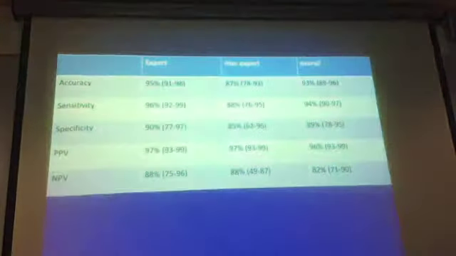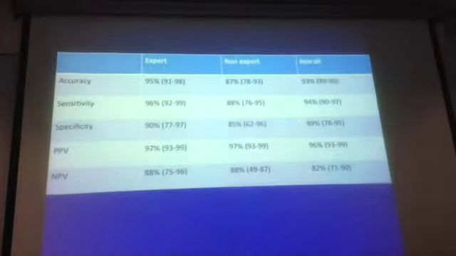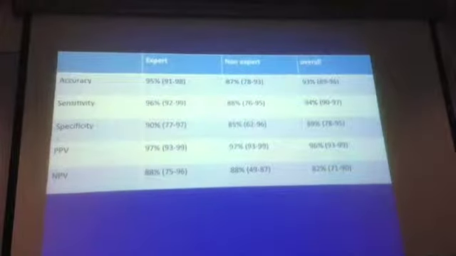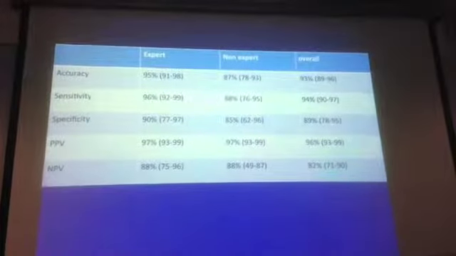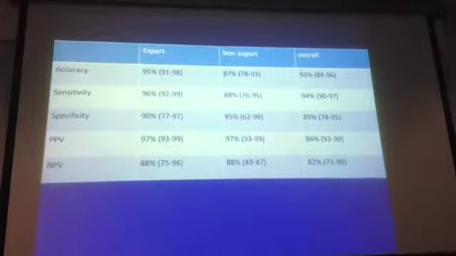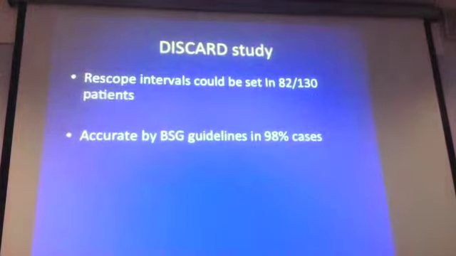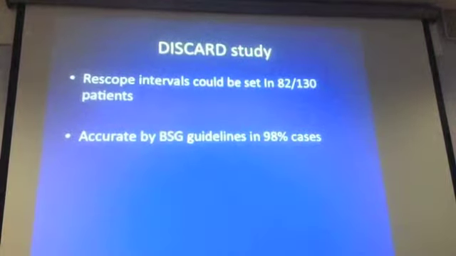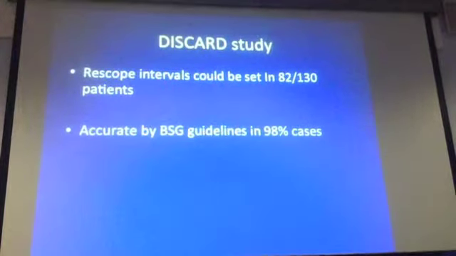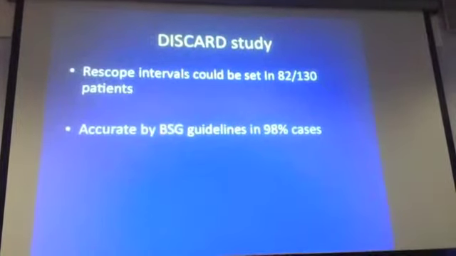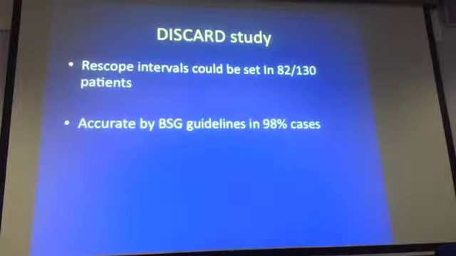And we can see from the results, we've got very similar results to what we've been seeing with indigo carmine. Both in expert and non-expert hands, the results were very good, and the overall levels of accuracy in this study were excellent. It was one of the first studies to look at the concept of rescope intervals and demonstrated that where possible to set a rescope interval, the results were accurate in 98% of cases.